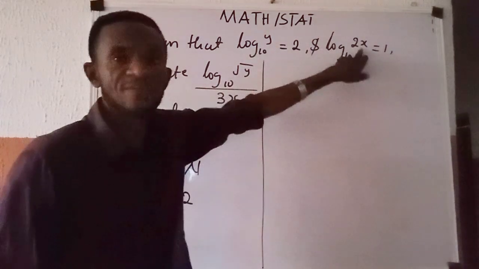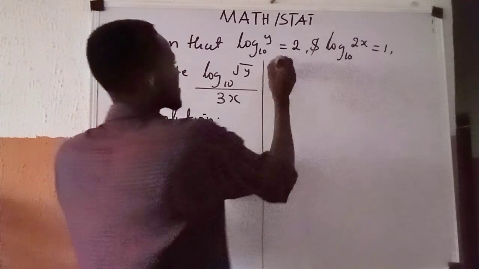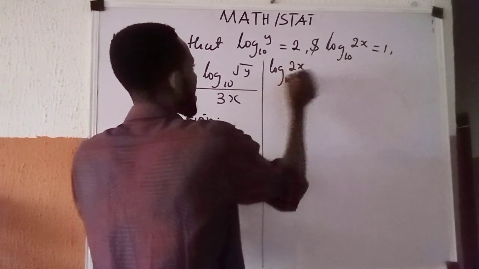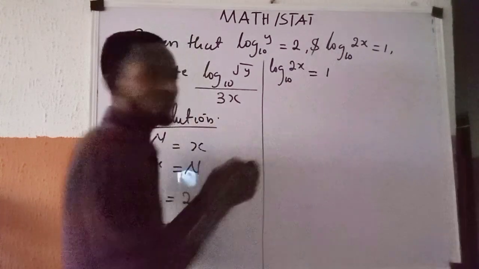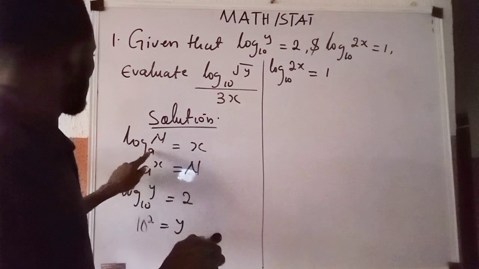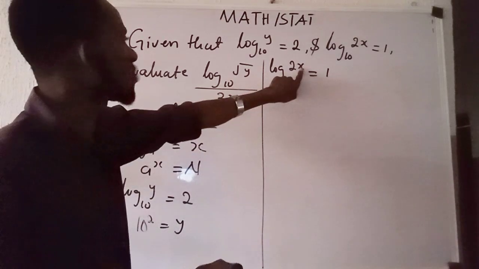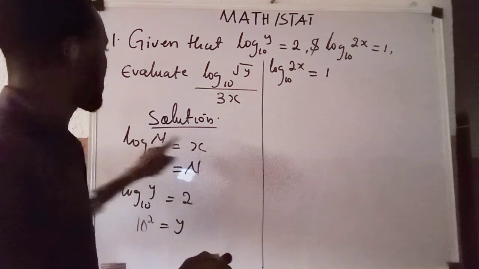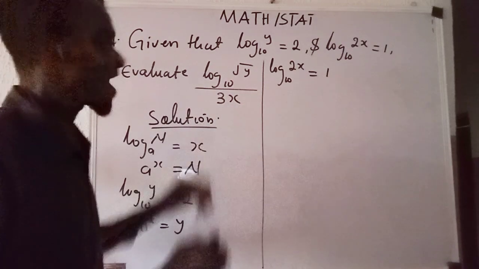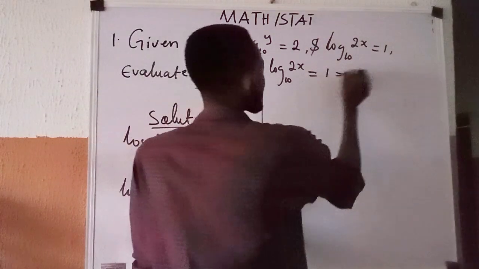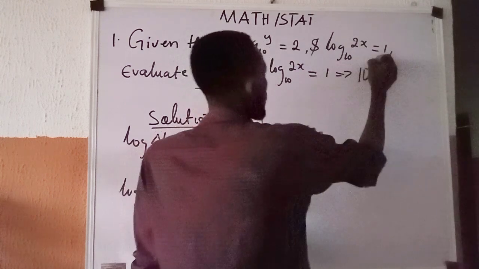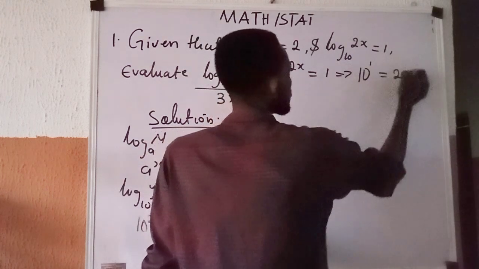I come over this place. This one says that log of 2x in base 10 equals 1. Here I'll be looking at 10 as if to say it were A, looking at 2x as if to say it were N, and looking at 1 as if to say it were this x. And I move. So this thing implies, here is my 10, I'll write 10 raised to power 1 is given as 2x.